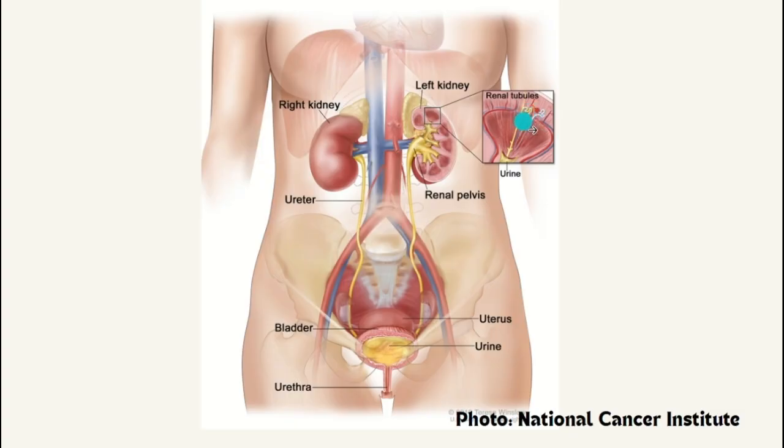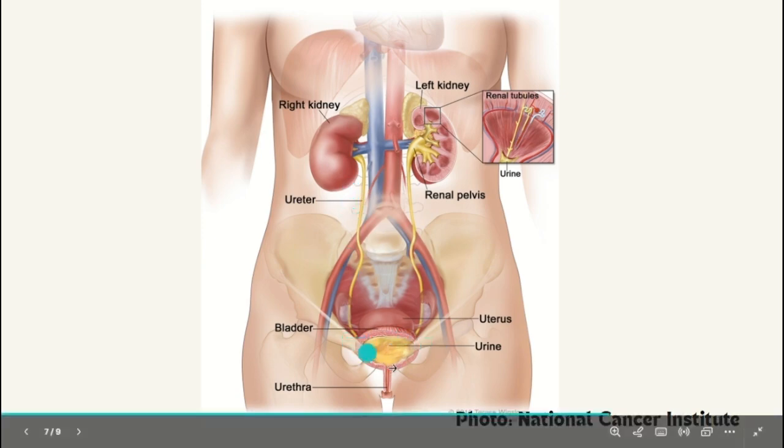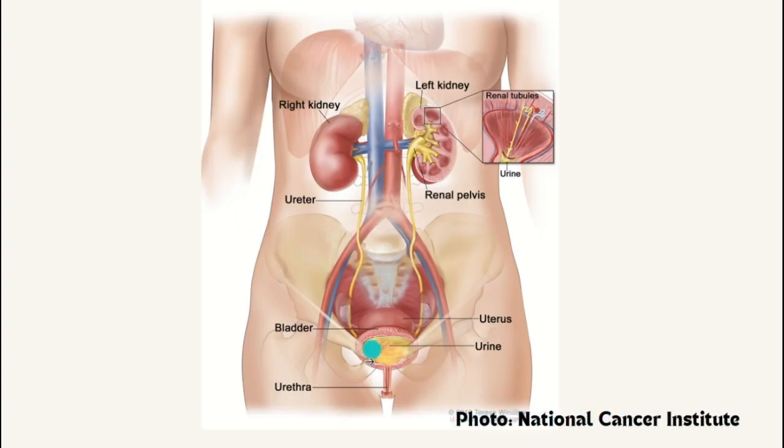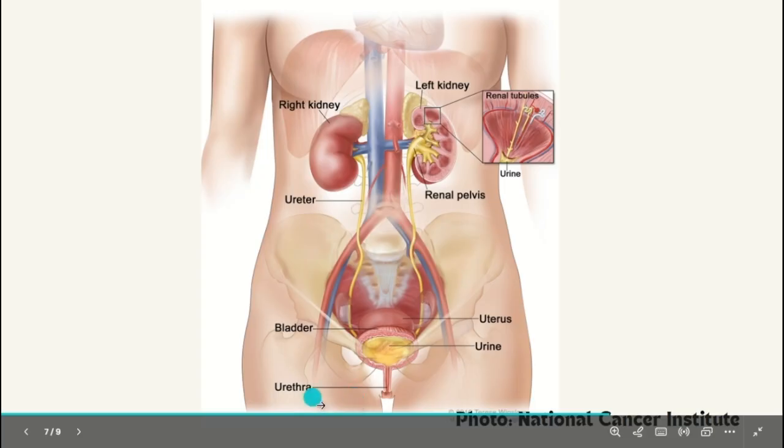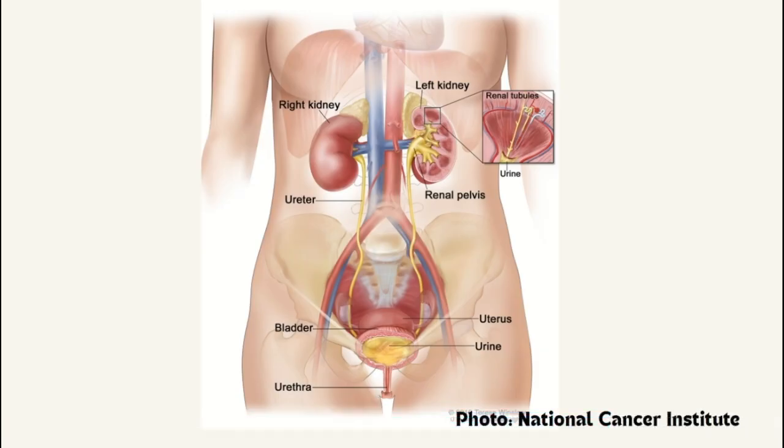Actually, the nephrons inside of the kidney filter out the urine. The ureter will bring it to the bladder, and then the bladder stores the urine. And when you want to urinate, the urethra is where the urine passes out, right? So it's actually very simple. When you really look at it, very simple.